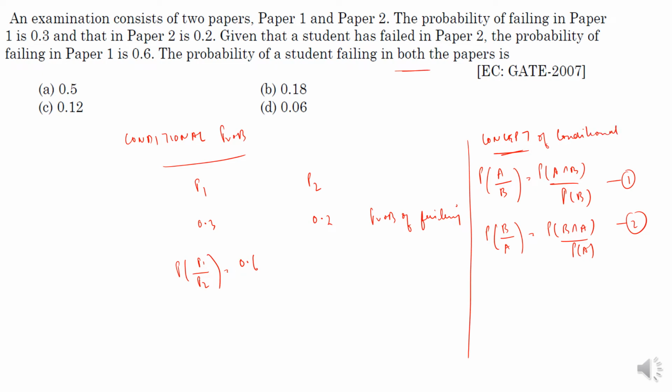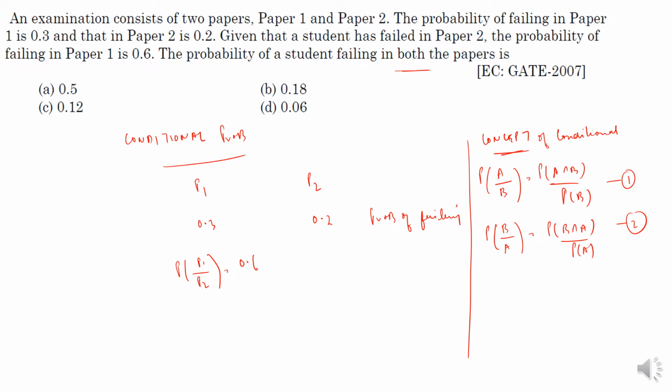Why conditional probability? Because we are talking about the condition of B happening or A happening after one of them. This first equation is the condition of A happening after B has already happened, and the second equation is the condition for B happening after A has already happened.